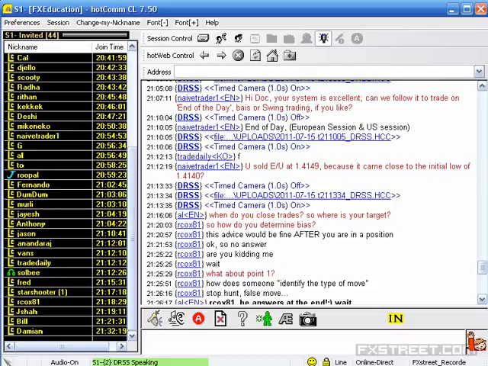Naive trader, your system is excellent. Can we follow the trade on an end of the day basis or swing trade if you like? I suggest that you use the forecast for doing swing trade initially, and when the going is good, you try to maximize the profit and close it at the end of the day. Otherwise, try to close the position by end of the session, because the next session will give another trading opportunity.